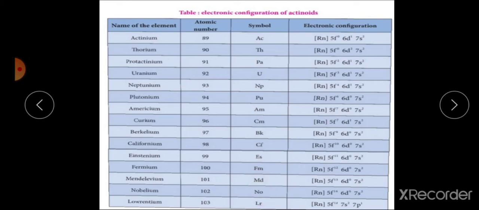These are 5f series elements, and for convenience they are placed separately below the periodic table. You can see here the electrons are successively filled into the 5f orbitals. That's why these elements are called 5f series elements. They follow actinium, that's why this series is named the actinide series.